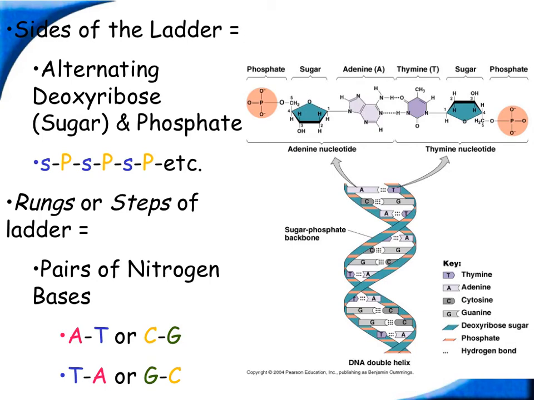And this is often referred to as a twisted ladder, where the sides of the ladder are the sugar and phosphate, and they will alternate. So if you look at that picture, you can see the green and the orange stripes going up the side. And then the steps, or the rungs of the ladder, are your bases, always pairing up in the same way. You'll always have an A paired with a T and a C paired with a G, or vice versa, but you'll never have them pairing the other way.